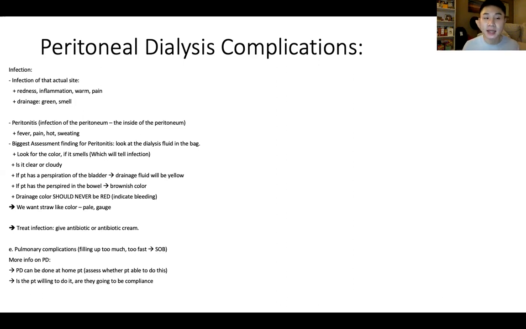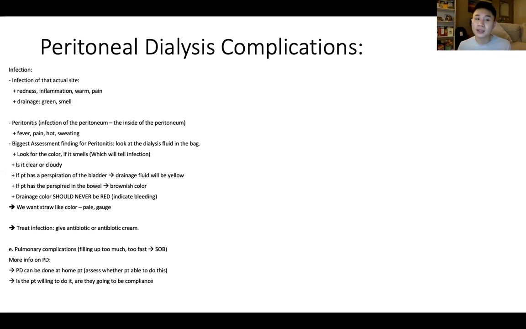Next is peritonitis. Peritonitis is basically the infection of the peritoneum, the lining of the stomach, which is the inside of the peritoneum, or the peritoneal cavity. I think that's what I meant. This will reflect through fever, 100.4 and above, pain, hot and sweating.